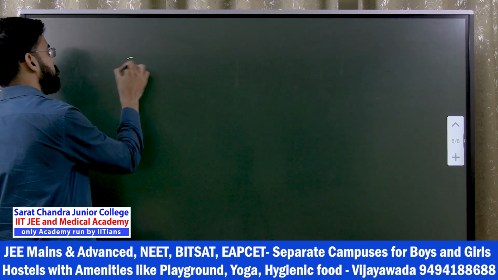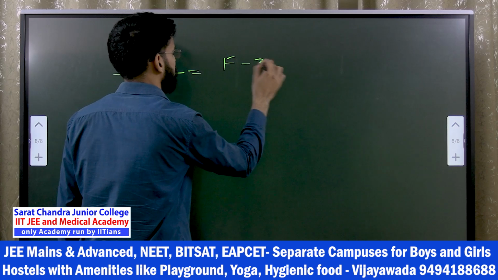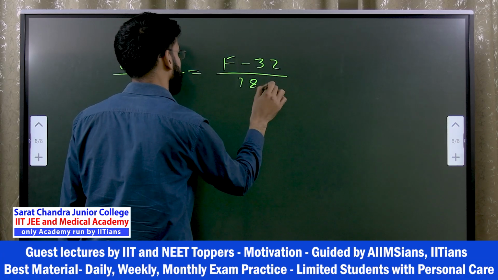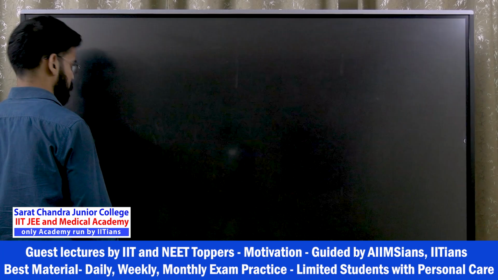Those all things I also told you. (C minus 0) divided by 100 is equal to (F minus 32) divided by 180. From here, C is equal to what? Because C is on the y-axis, right? So I will take C to this side.